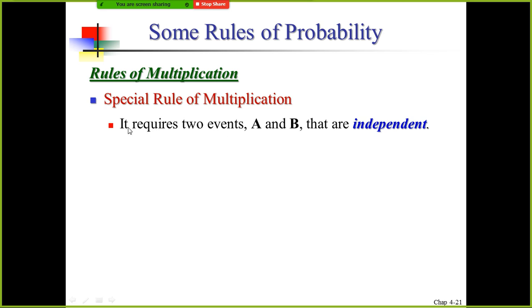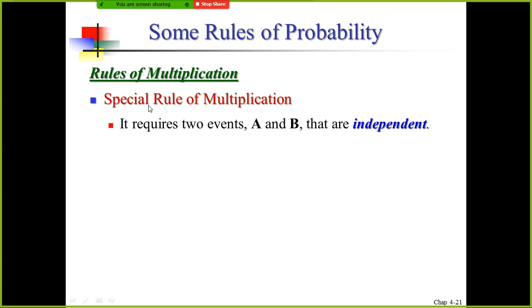Okay, so now suppose that we have two events A and B, and A and B are independent events. What does independent mean? It means that event A and event B do not depend on each other. That's why event A and event B are independent events. That means A does not depend on B, B does not depend on A.